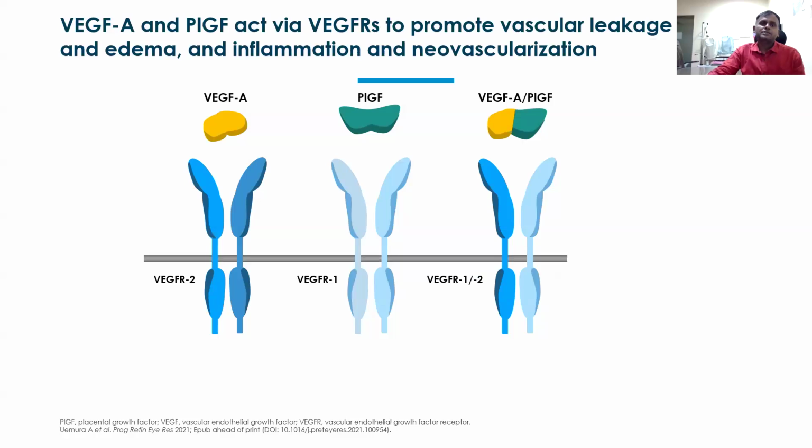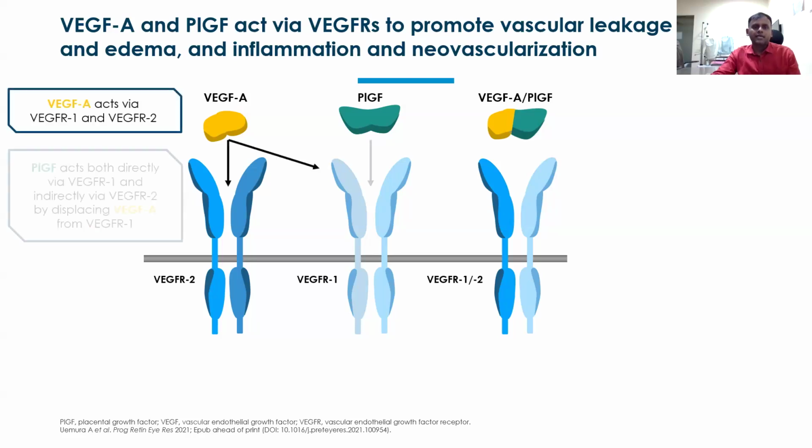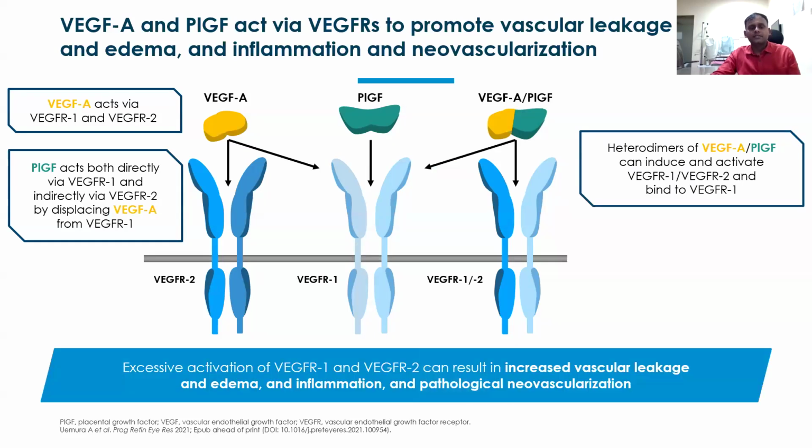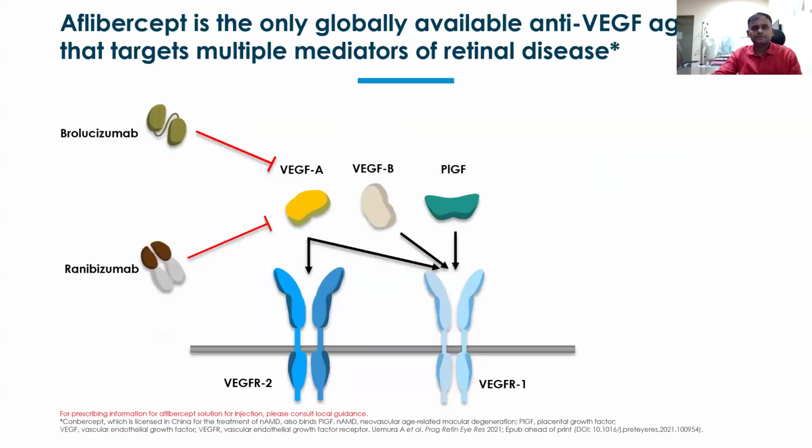VEGF-A and PlGF, the placental growth factor, act via the VEGF receptors to promote vascular leakage and edema, inflammation, and neovascularization. VEGF-A acts via both VEGF receptor 1 and 2, whereas PlGF acts directly on VEGF receptor 1 and indirectly on VEGF receptor 2. Excessive activation of VEGF receptors 1 and 2 can result in increased vascular leakage and edema, inflammation, and pathological neovascularization.